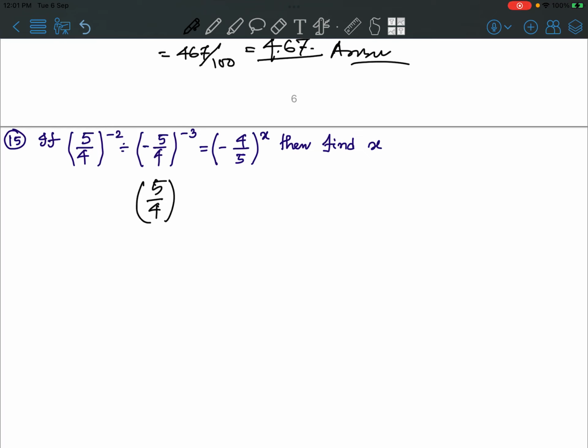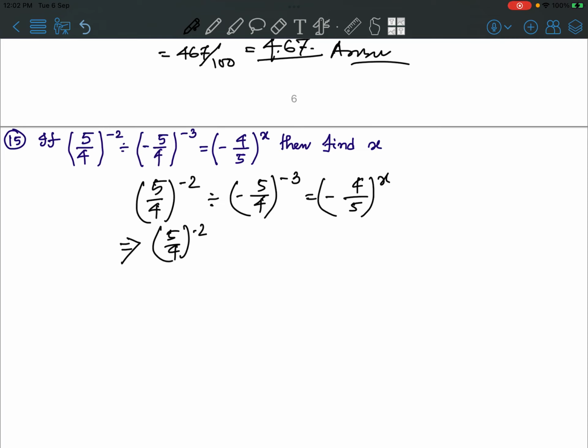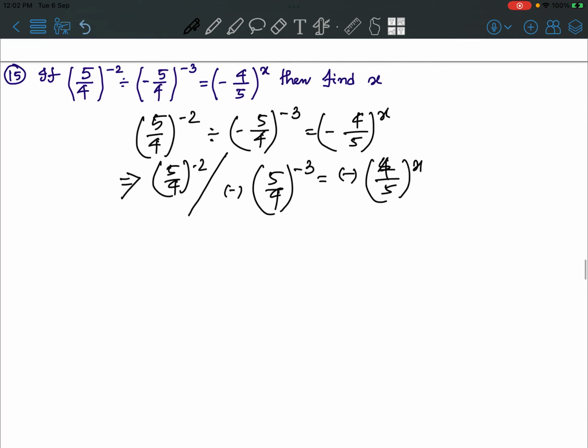(5/4)^(-2) divided by (-(5/4))^(-3) equals (-4/5)^x. Now we can write it as (5/4)^(-2) divided by (-(5/4))^(-3), which equals (4/5)^x. Now we can write it as (5/4)^(-(-2+3)).